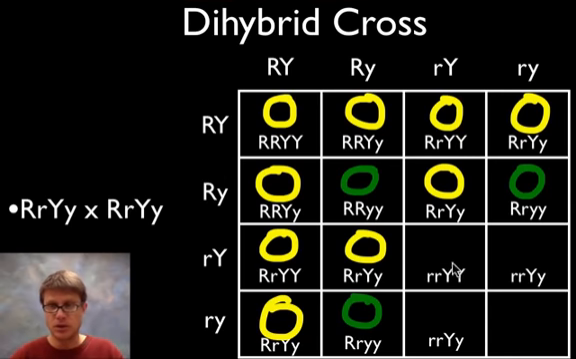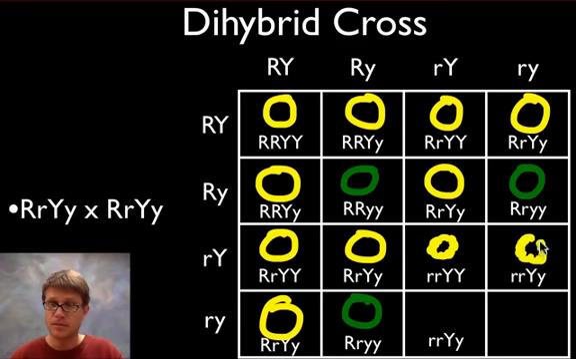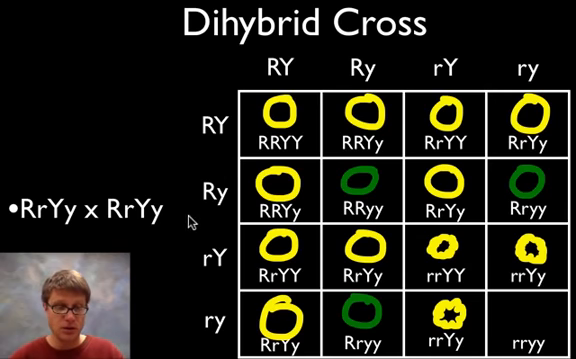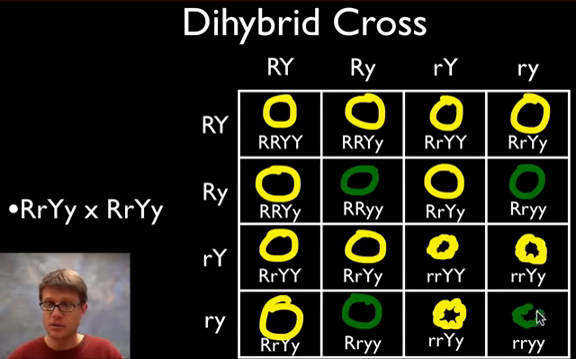Let's add the next ones. So these ones are going to be wrinkled and yellow. So again, I got to get a different pen. And then if we look at the last one, it's going to get all of the recessive alleles. And so that one's going to be green. It's going to be green and wrinkled.